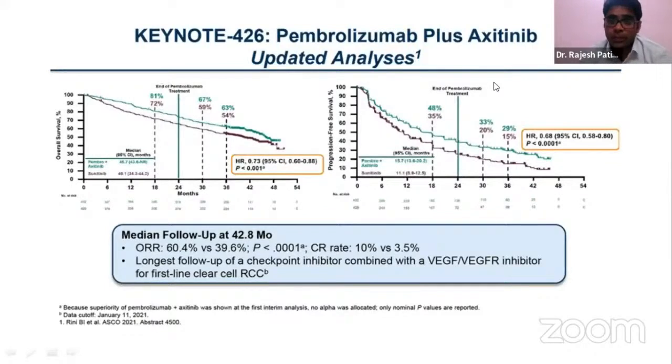Then another immunotherapy approved was pembrolizumab, approved in first line with axitinib, and evidence came from the Keynote 426 trial. In this trial, at 18 months, the overall survival was 81% versus 72%, and at 3 years, survival was 63% versus 54%, with a hazard ratio of 0.73. If we see the progression-free survival at 3 years, it was 30% versus 15%. So PFS was almost doubled at 3 years.